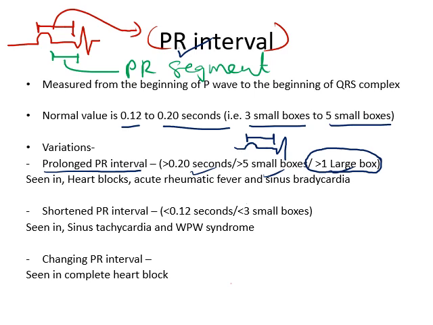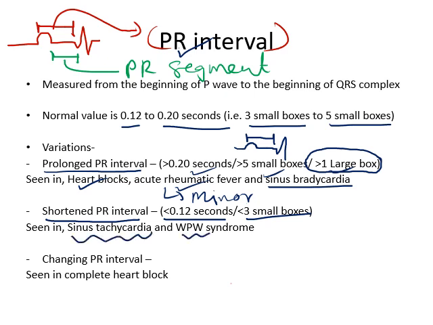Then it can be seen in heart blocks, acute rheumatic fever, where it is one of the minor Jones criteria, and sinus bradycardia. Then shortened PR interval, that is PR interval of less than 0.12 seconds or less than 3 small boxes, is seen in sinus tachycardia or Wolff-Parkinson-White syndrome. I talk about WPW syndrome in detail in my lecture on arrhythmia.